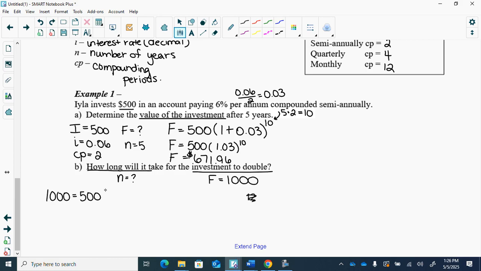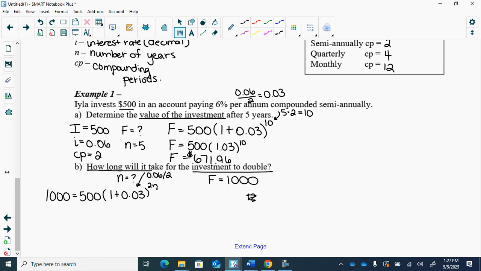500, bracket 1 plus 0.03. That doesn't change because we're still doing 0.06 divided by 2, right? Same compounding periods. What's going to go up here? Close. Right. Close. And by close, I mean correct. Okay, 2n. Why did you do 2n? It's 10 times CP. We know CP is 2. We don't know n. Yeah, correct.